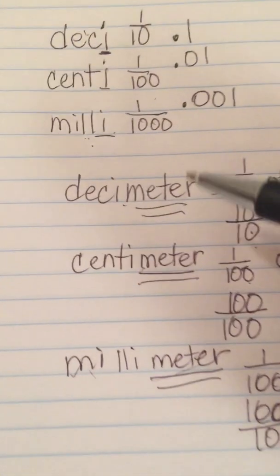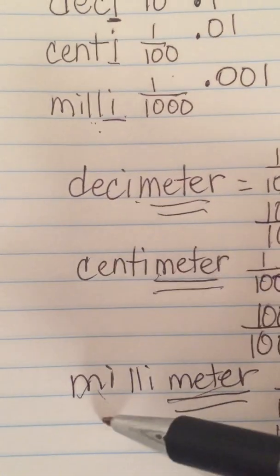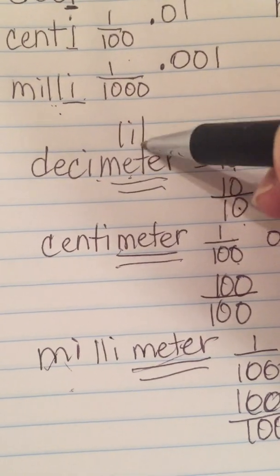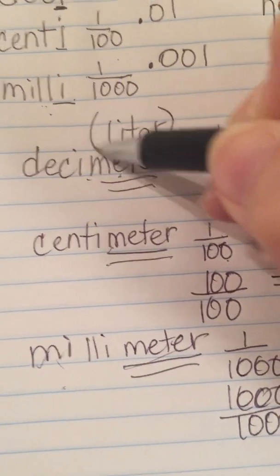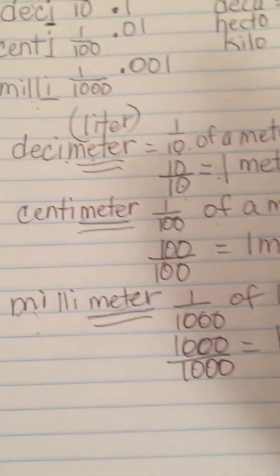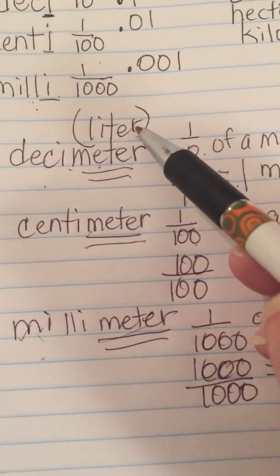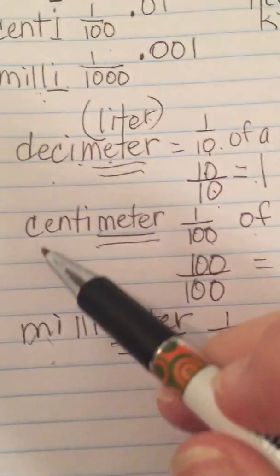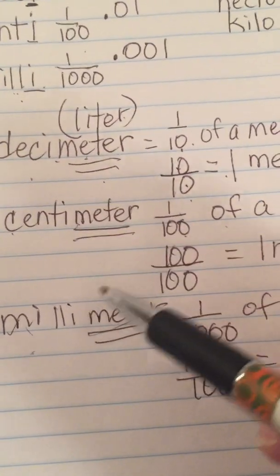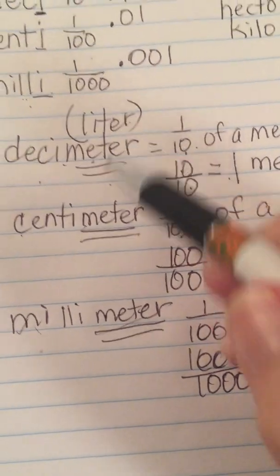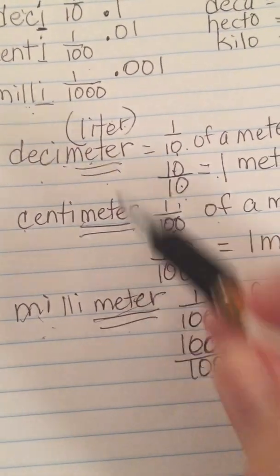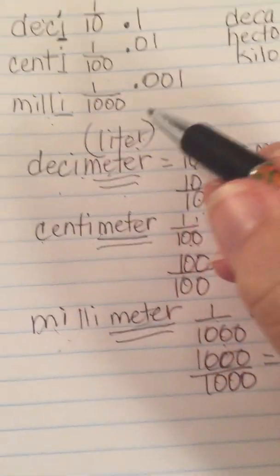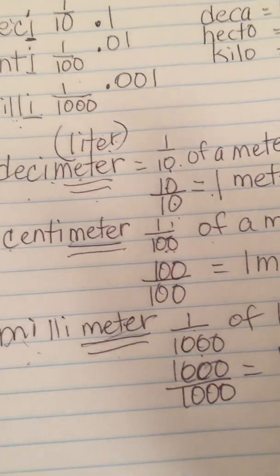Now the cool thing about learning the prefixes is I can change meter to liter, and it changes what I'm measuring, but not the amount. So a deciliter is 1/10 of what? It is 1/10 of a liter. A centiliter is 1/100th of a liter. And a milliliter would be 1/1000th of a liter. Same thing with gram. All right?